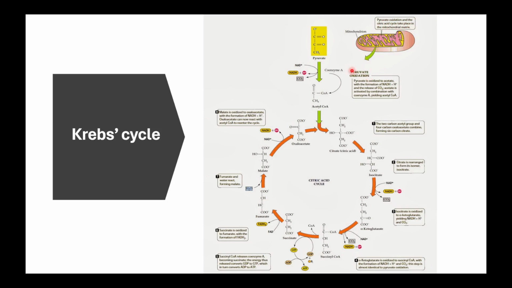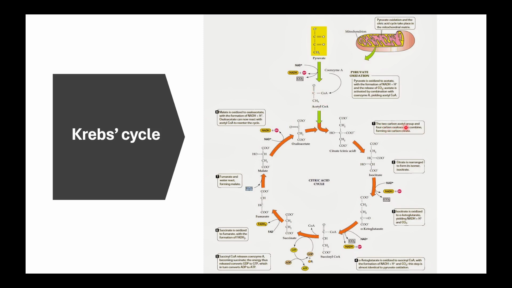Pyruvate oxidation, what is happening? Pyruvate is oxidized to acetate and it forms NADH, H plus and releases CO2. And acetate is activated by combining with coenzyme A, yielding acetyl coenzyme A. Next, this acetyl coenzyme A has two carbon atoms.